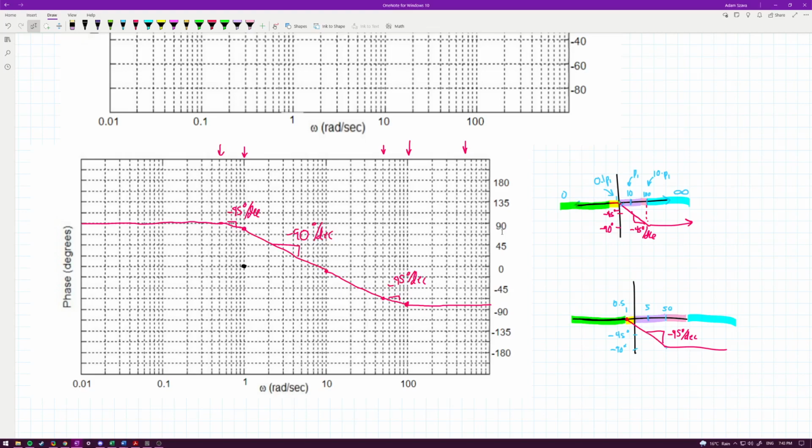PCS lab. Yeah. Well, it's weird. It's weird.